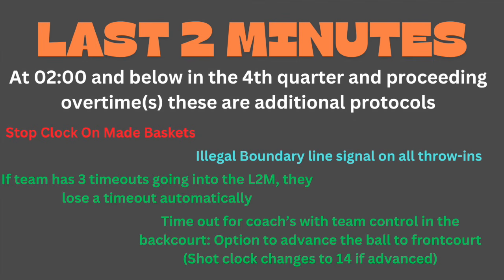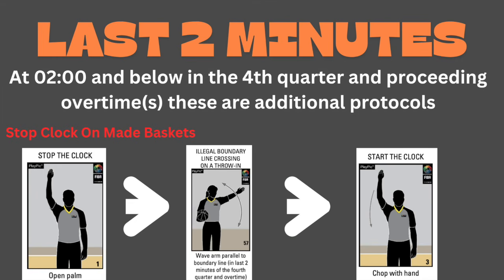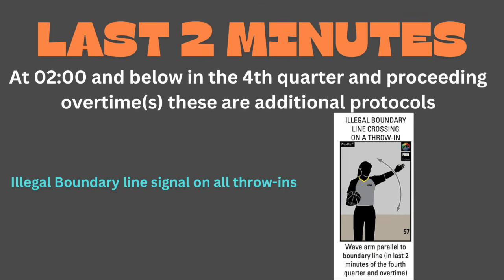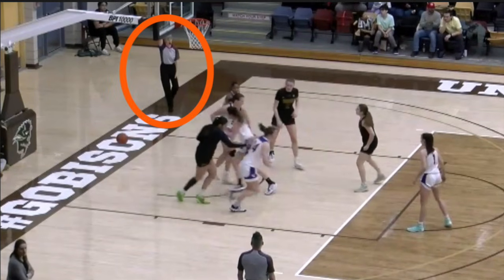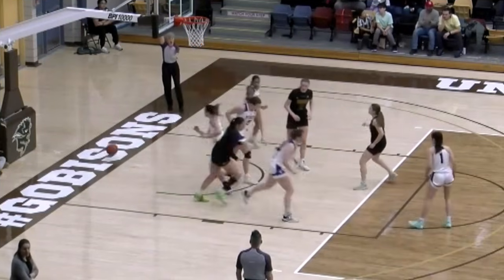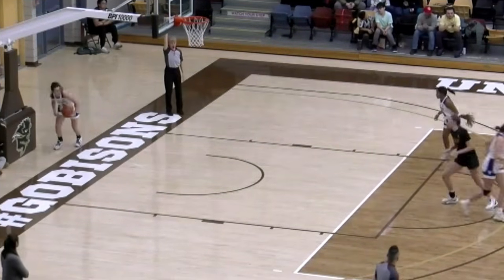Not only do we have a stop clock period on made baskets in the last 2 minutes of the game of fourth quarters and preceding overtimes, but other additional protocols is our illegal boundary line signal on all throw-ins. So as you see here, we do a waving of arm up and down.